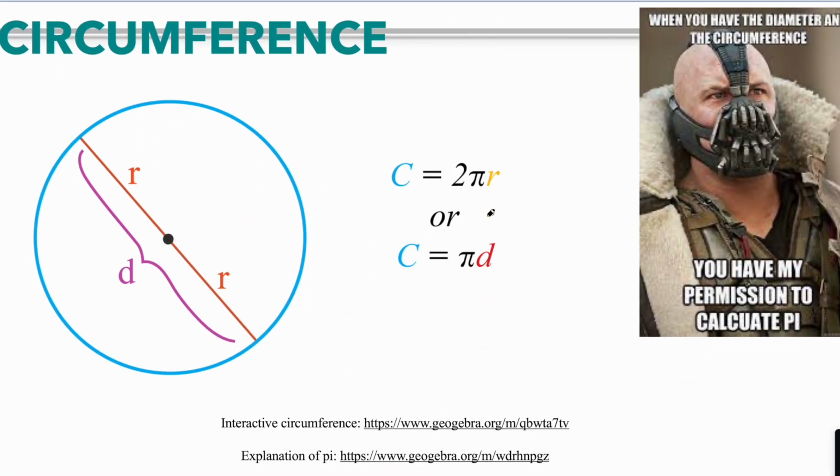Now, circumference. Circumference for a circle is going to be either 2 times pi times the radius, or it is going to be pi times the diameter. They mean the exact same thing, either 2 pi r or pi d.